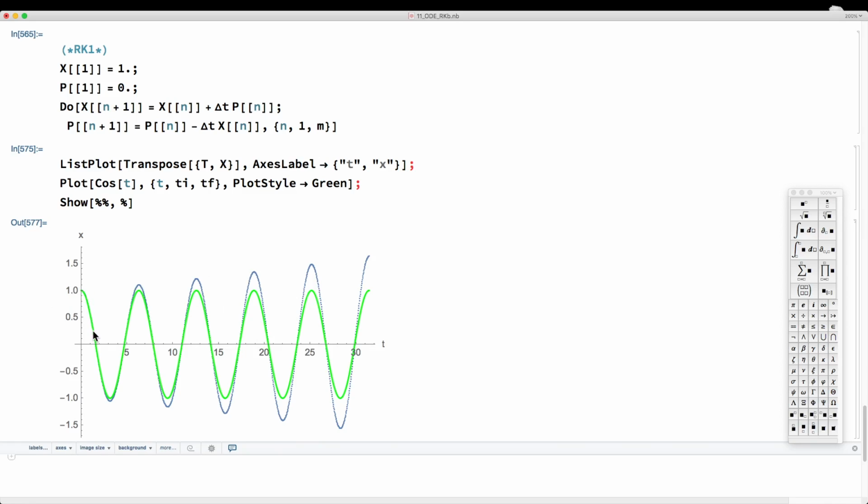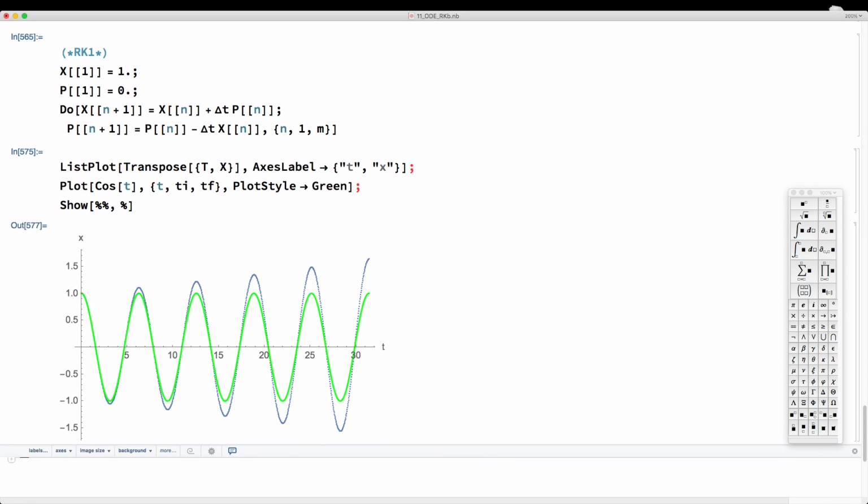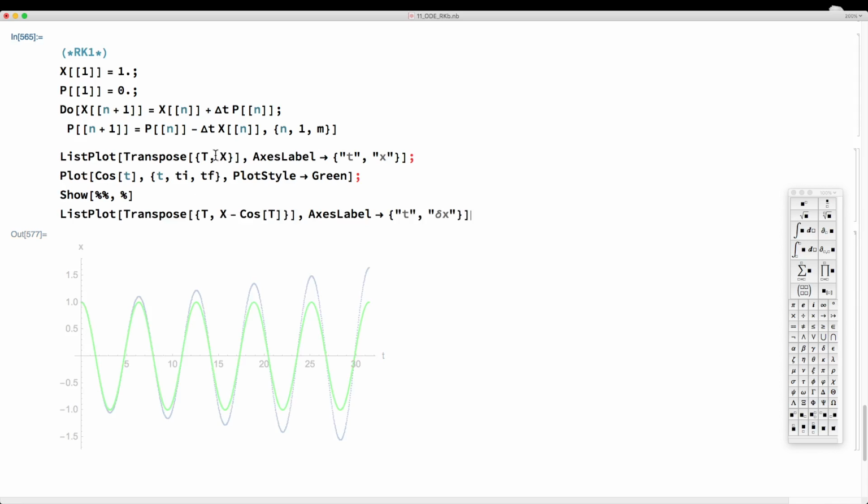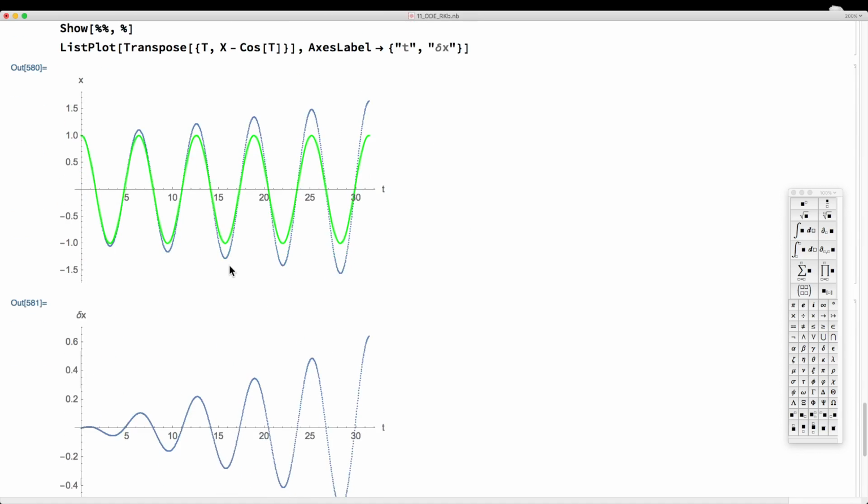And although initially the solutions look close together, as time goes by, the numerical solution gets worse and worse. And that's of course to be expected for a first order method. We can also plot the difference if we want to look at the error. So again, I'm doing a list plot transpose, and I'm subtracting the exact solution, cosine of t, from the numerical solution. And we see that the error gets larger as time goes by, and it gets quite large actually.